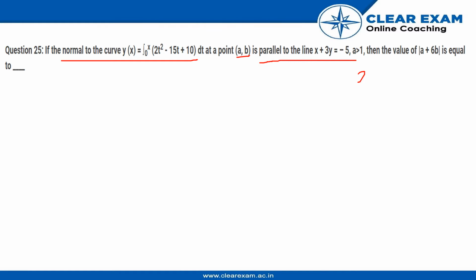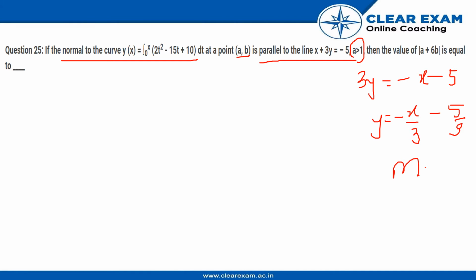So let me rearrange this by writing the x at the right hand side and dividing the entire equation by 3. We get this as the case. Remember, this value a should be greater than 1. Now we have this as the line equation, and by the simple line equation y equals mx plus c, the slope of the line given to us will be minus 1 by 3, correct?